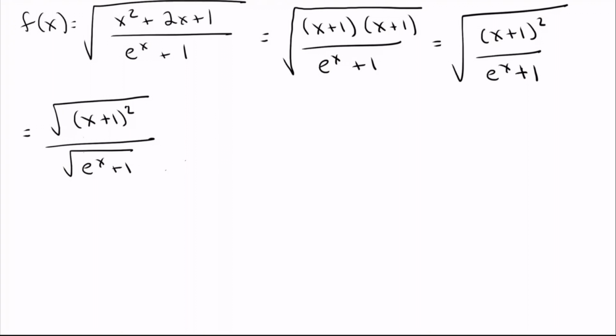So now what I see is, hey, on top I've got a square root and a square, so those two things can cancel each other out. So on the top, I've just got x plus 1. And on the bottom, I've got root e to the x plus 1. So the nice thing is now you've just made your problem simpler. Would it have been wrong if you didn't do this? No, of course not. But hopefully by doing it this way, you can make life a little easier later.